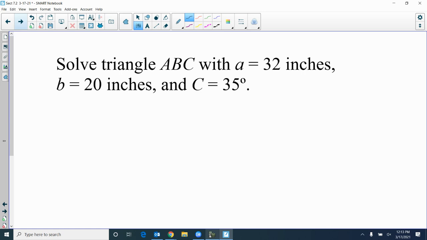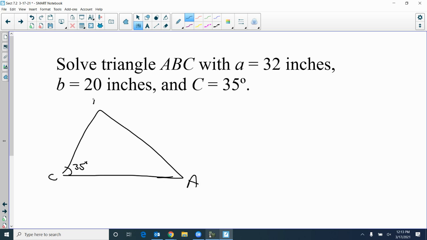So if you draw this out, and then C is 35 degrees, and it doesn't really matter which one you label A or B. B will be 20, A is 32. This is not side-side-angle. You would call that side-angle-side. Can you come up with the missing side or either missing angles at this point?